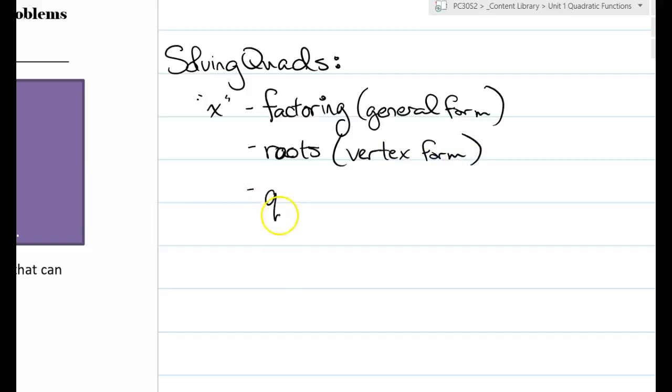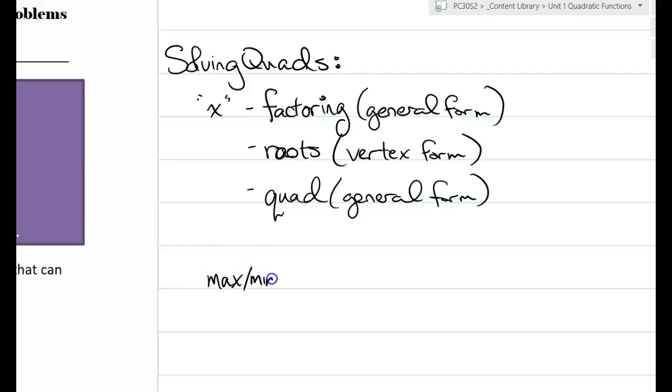So factoring can work for general form. Radicals or roots can work if it is in vertex form. We can also use the quadratic equation if it's in general form. Okay, so we've got three strategies just for solving for x. But what about if you are asked to find a maximum or a minimum? Well, where is that actually referring to on your parabola? It's referring to your vertex. So in that sense, you are always going to be solving for your vertex.